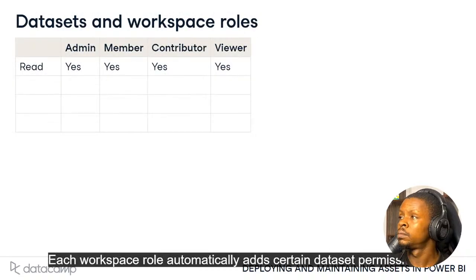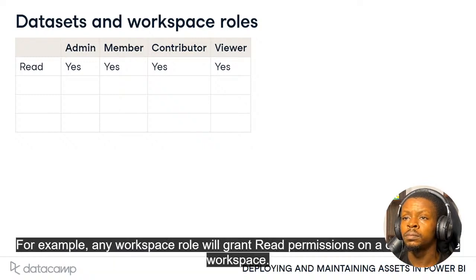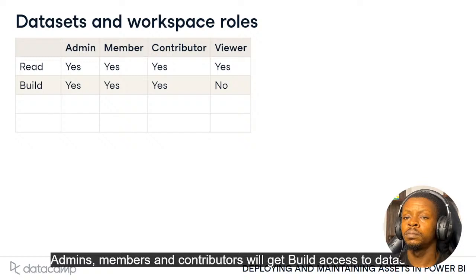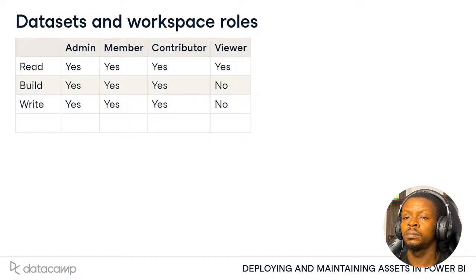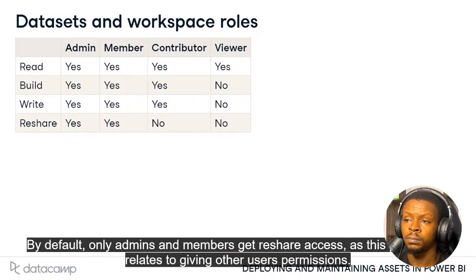Each workspace role automatically adds certain dataset permissions. For example, any workspace role will grant read permissions on a dataset in the workspace. Admins, members, and contributors will get build access to datasets. They also get write access to datasets in the workspace. By default, only admins and members get reshare access, as this permission relates to giving other users permissions.